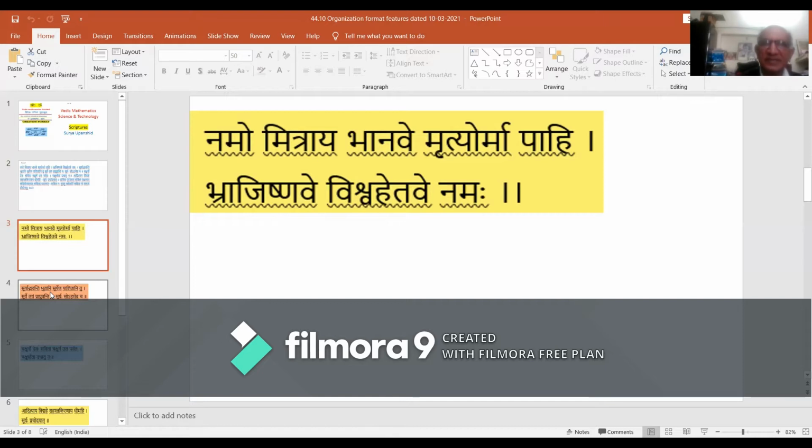The text reads, Namo Mitraye Bhanve Mrityorma Pahi Rajishanave Vishvhetve Namaha. Namo, salutation. Our salutation, our salute is to Surya Bhanu as our friend, the friend of this world.